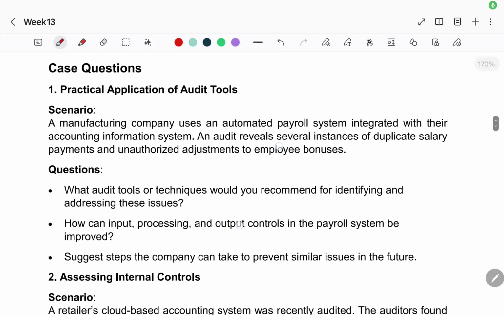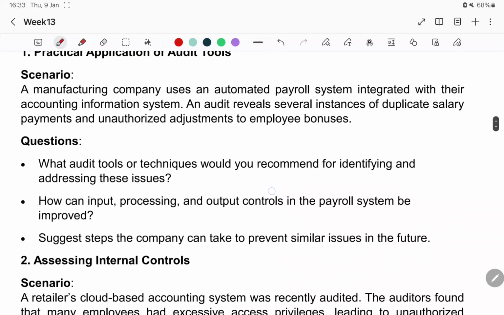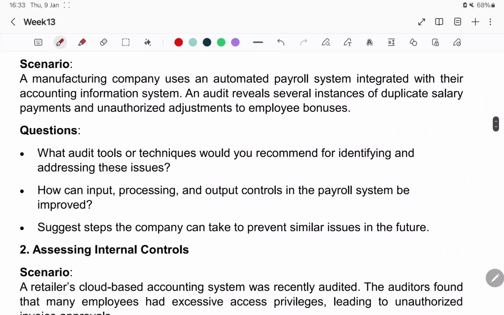So over here we have a case study, a case question. So we got a scenario over here. If you come across this kind of question in the exam, it will be very simple, right?